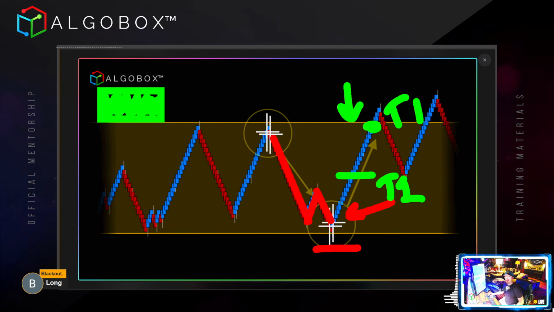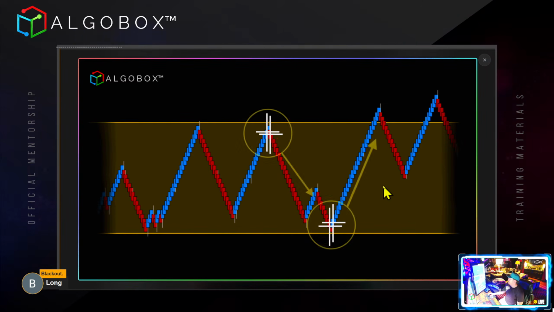So I'm going to T2 on the other side. And again, if we start running out of here, it's runner time. But in these scenarios, I'm generally not really looking for runners. On DCRs, I'm looking for a T1 and a T2. I'm not trying to get rich off of the DCR.